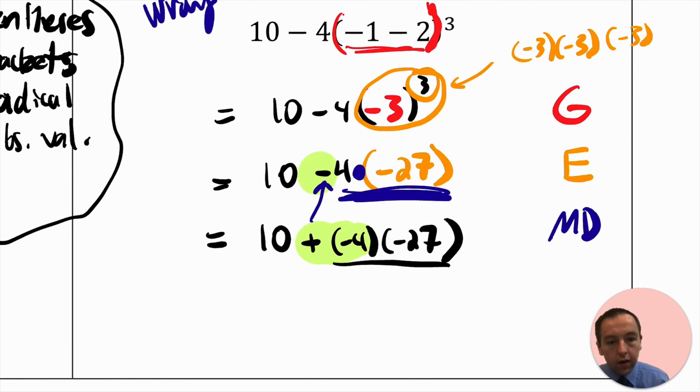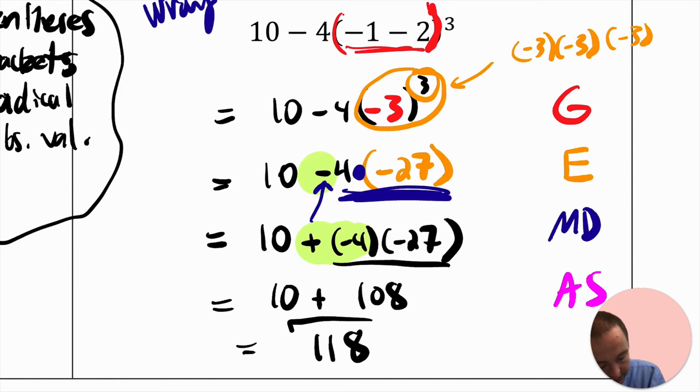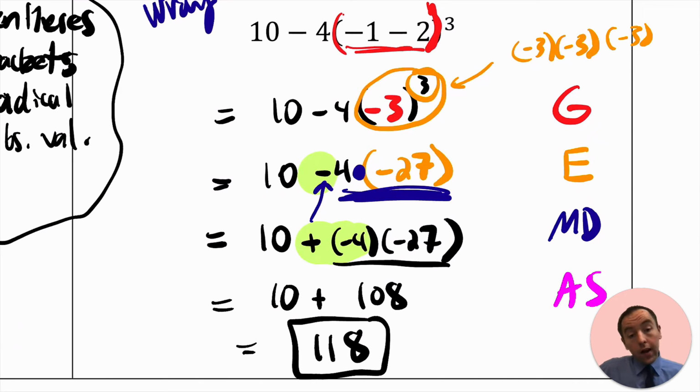So when you do a negative times a negative, you get a positive, and you would end up getting the number 108, and then 10 plus 108, and then at that point you could finish off with any adding and subtracting, which of course is what we have right here. You have adding, so you get a final answer of 118. Okay, so that just shows you an example where we use all of the different elements, the steps of GEMDAS, in evaluating expressions.